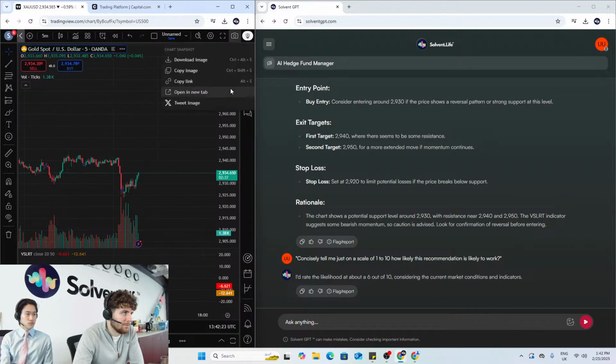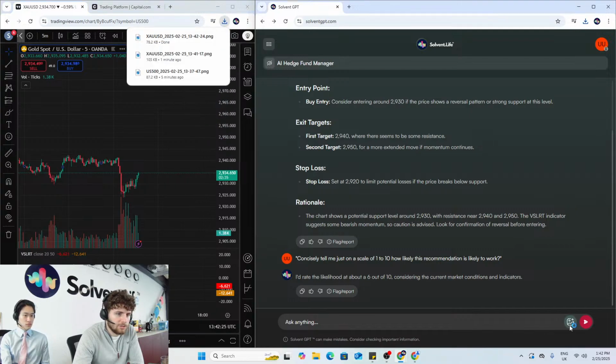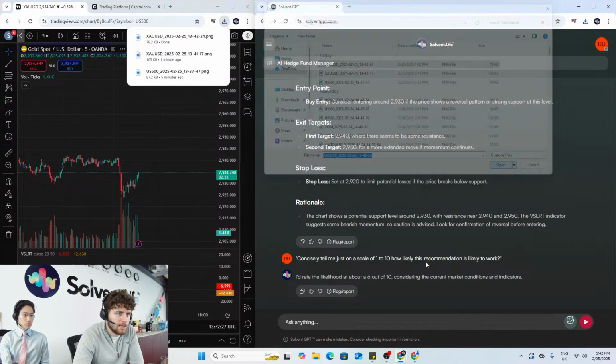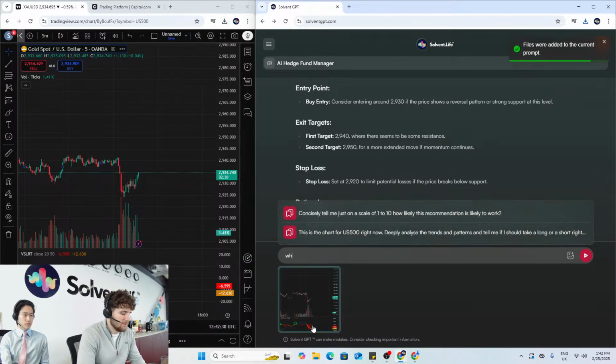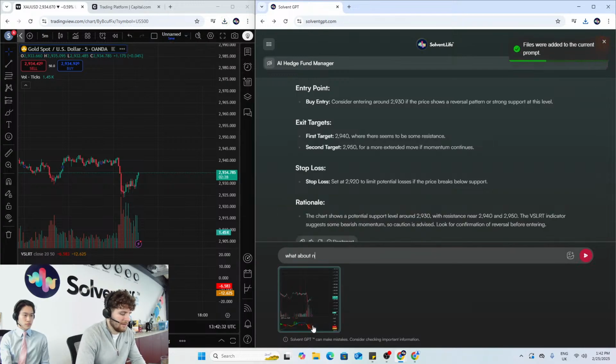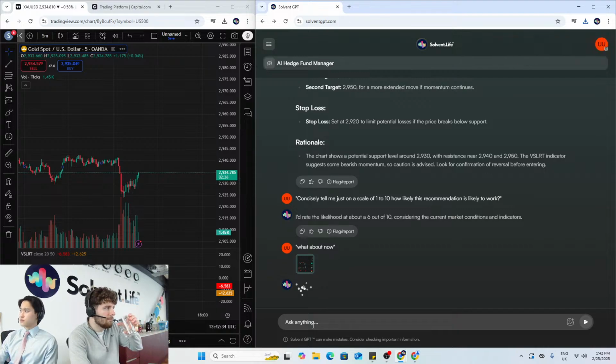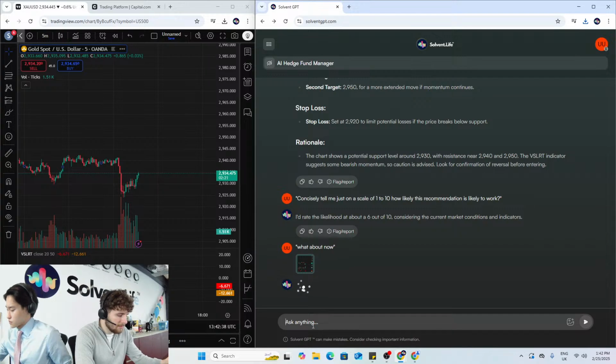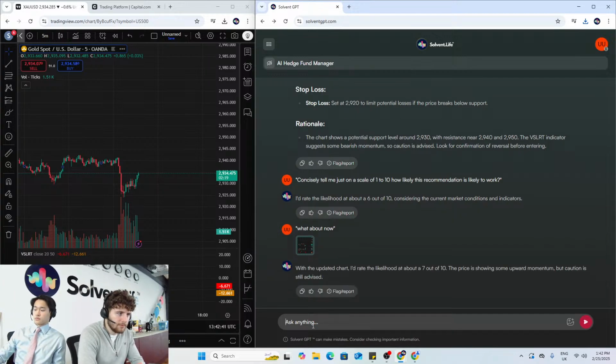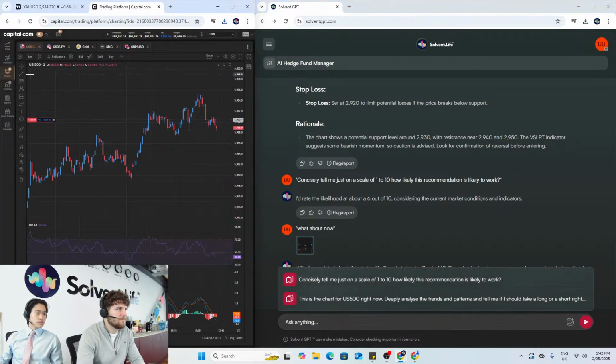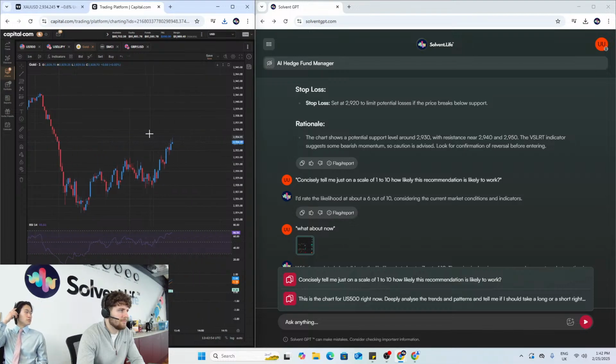I think it would be safe to take another screenshot, attach that, and we can say, what about now? With the updated chart, 7 out of 10. I think it would be quite safe to go ahead and place this trade. So we can already see we're about $100 in profit with our first trade.